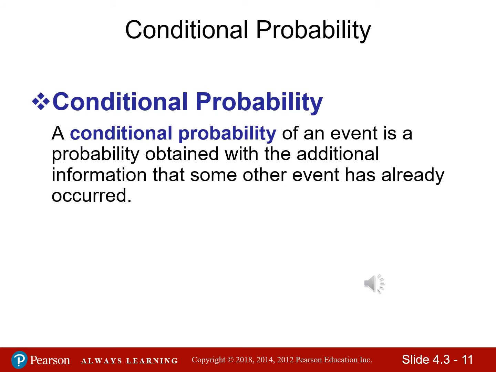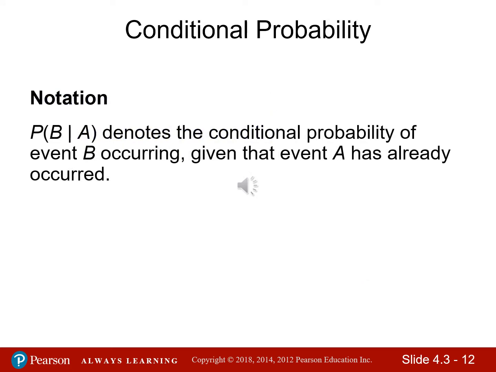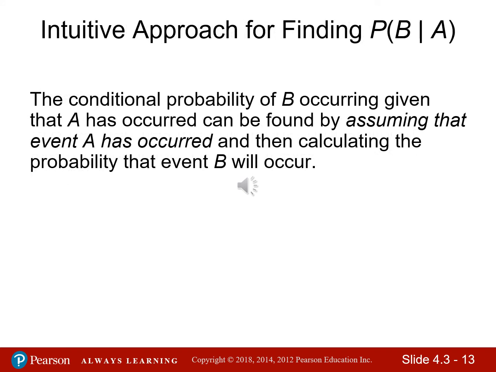A conditional probability of an event is a probability obtained with the additional information that some other event has already occurred. The notation we will use for a conditional probability is P, open parentheses, event B, bar, event A, close parentheses, where we are finding the probability of event B occurring given that event A has already occurred. In the next few slides, we'll consider two approaches to finding a conditional probability, the intuitive approach and the formal approach. We'll start with the intuitive approach.